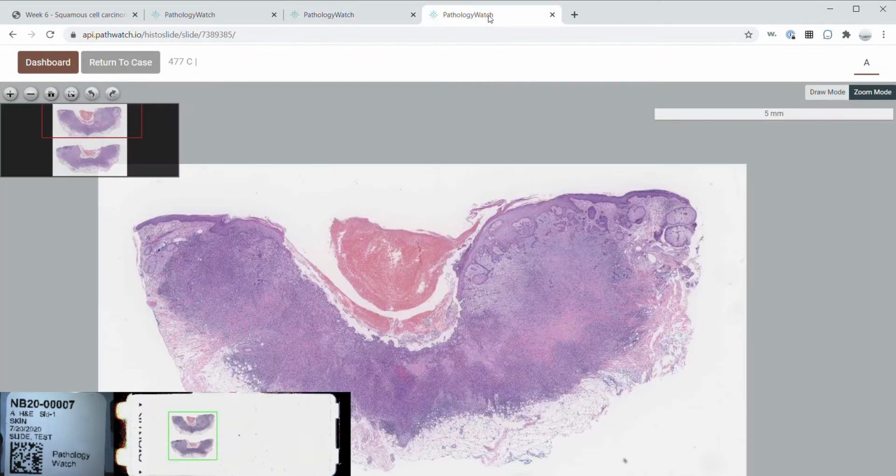Here is a poorly differentiated squamous cell carcinoma. Poor differentiation, thickness of greater than 2 millimeters into the dermis, invasion of the subcutis, and lymphovascular invasion are high-risk features that denote a poorer prognosis.